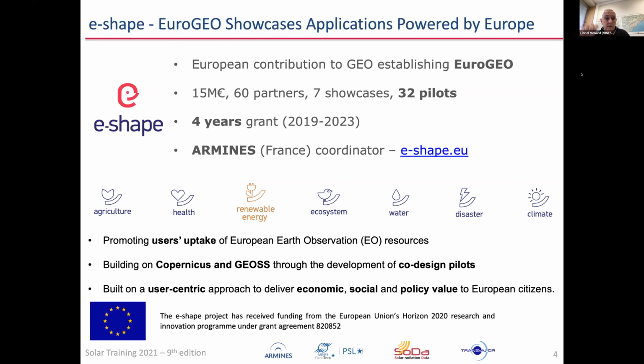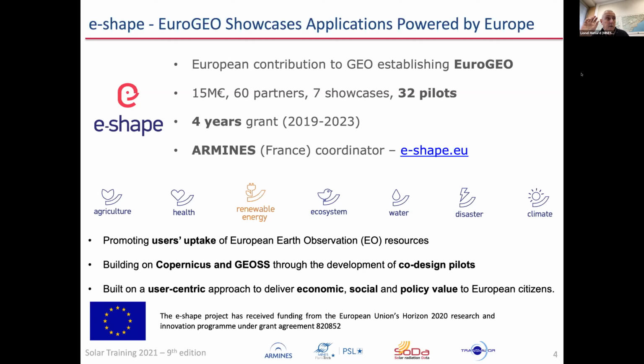So you see those 7 thematic areas: agriculture, health, renewable energy, which is the one we are going to talk about today, ecosystem, water, disaster, climate. So a lot of various types of application potential for these 32 pilots. But all of them want to promote the user uptake of Earth observation data.